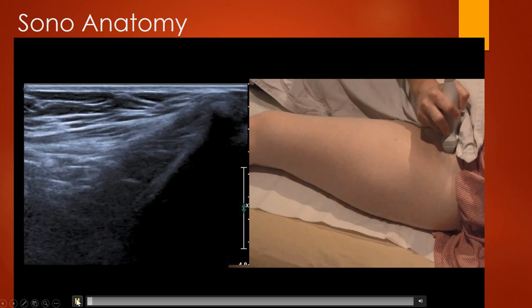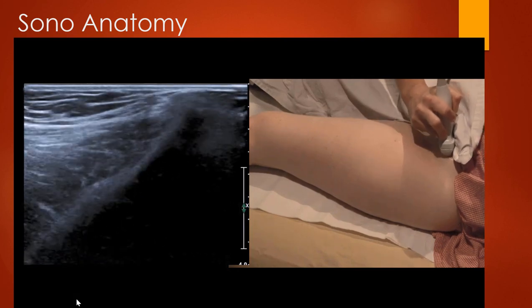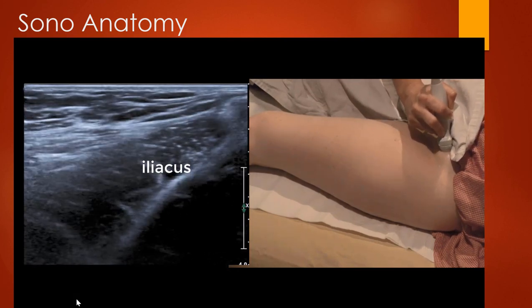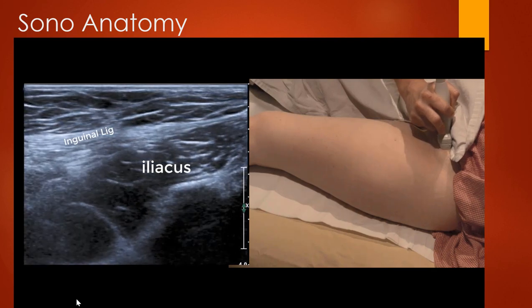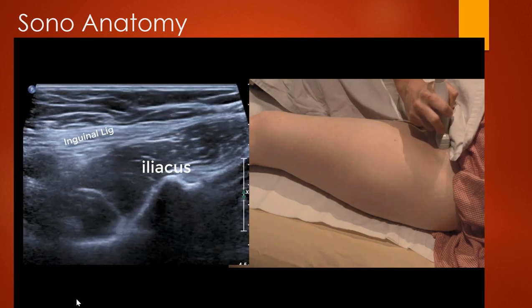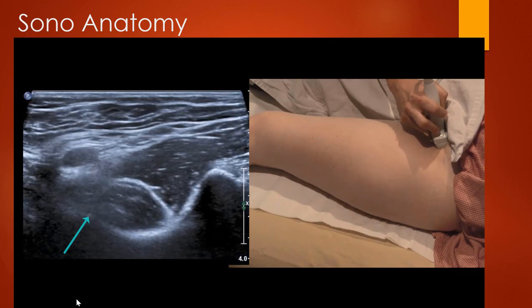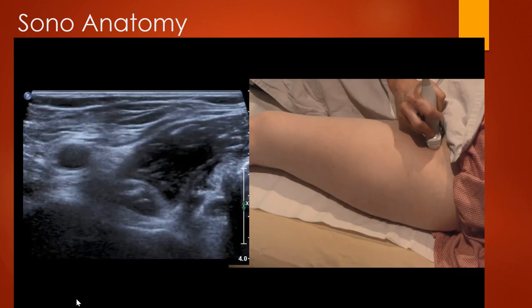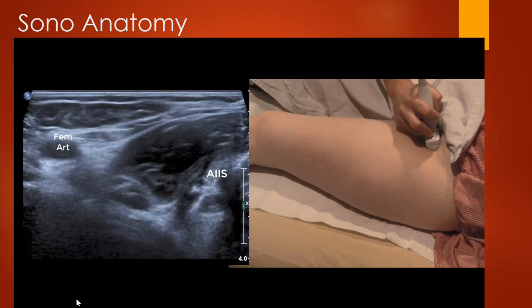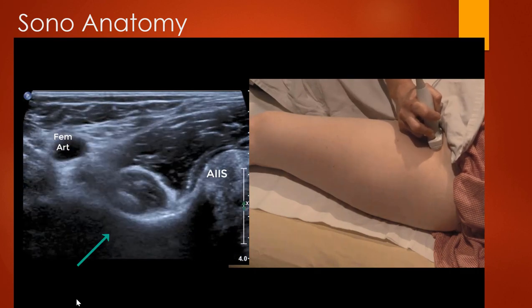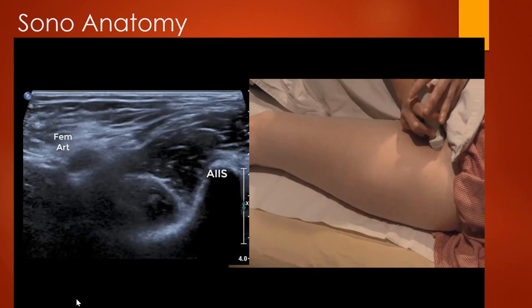So we're sliding down from ASIS, visualizing iliacus, a little more medial to this and more caudal, more south. We see iliopsoas tendon overlying the iliopectineal eminence. A little further south of this, we see femoral head. And we want to sit just above the femoral head, ready to do our dynamic assessment.